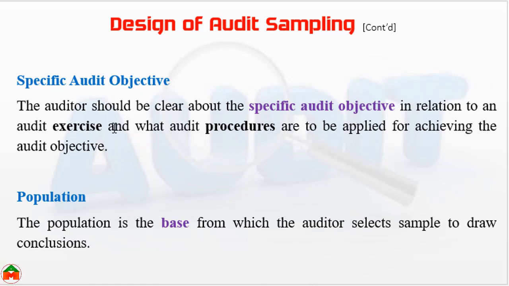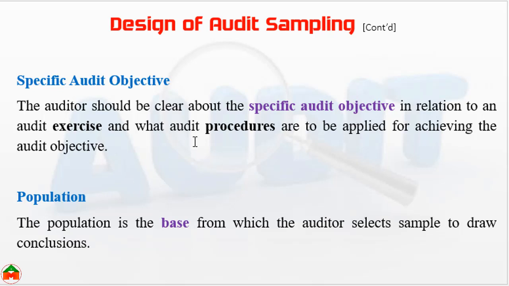We can see the auditor should be clear about the specific audit objective in relation to an audit exercise and what audit procedures are to be applied for achieving the audit objective. That means for the purpose of achieving the audit objective, the auditor needs to know what is the specific audit objective. Based on that specific audit objective, the auditor can exercise his or her duty for doing the audit.